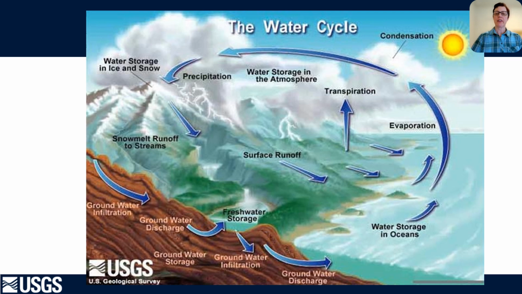In the case of the Escalante watershed, most of the groundwater recharge occurs from the infiltration of snowmelt at higher altitudes near Boulder Mountain and the Aquarius Plateau.